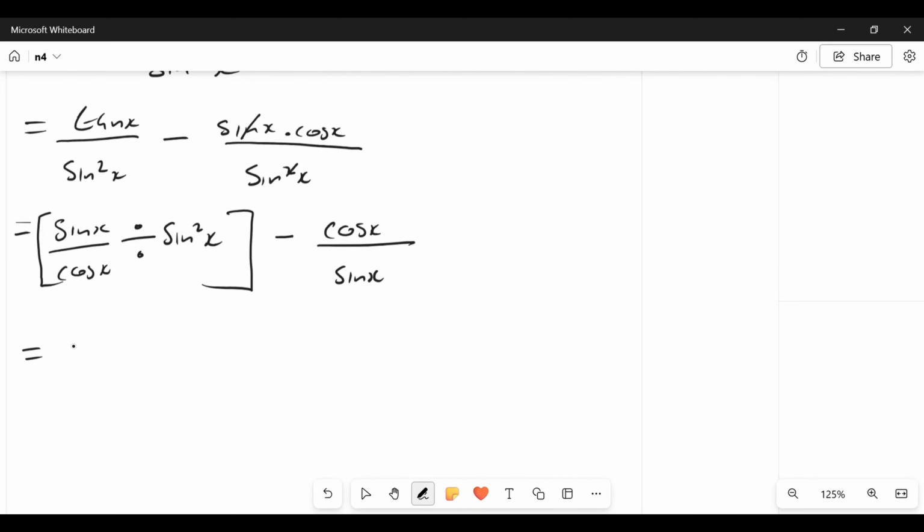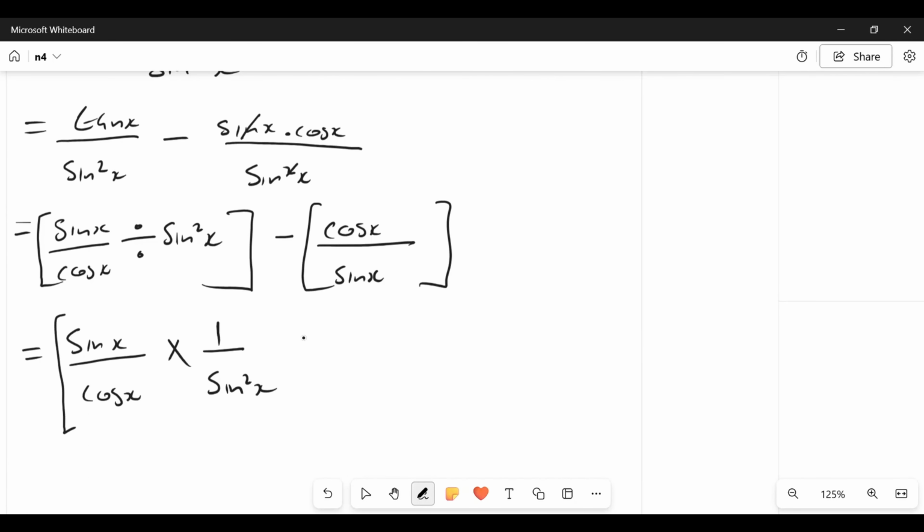Now, if you continue further, we have sine x divided by cos x. If we change this division into multiplication, we know that our sine squared x is going to be dividing them, so it's going to be 1 divided by sine squared x. Remember, when you change this division into multiplication, the numerator becomes the denominator and the denominator becomes the numerator. I hope you know about this. It's basic information. So from here, we're just going to write this as it is, cos x divided by sine x.